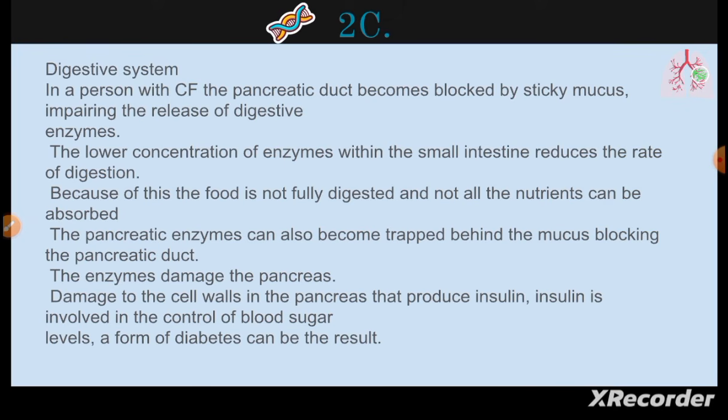So the main problem is that since the pancreatic duct becomes blocked, there are no enzymes in the small intestine to break down the large insoluble food molecules into small soluble ones that can be absorbed, so they are not absorbed, and that leads to malnutrition.